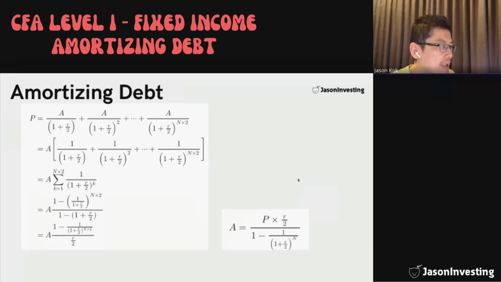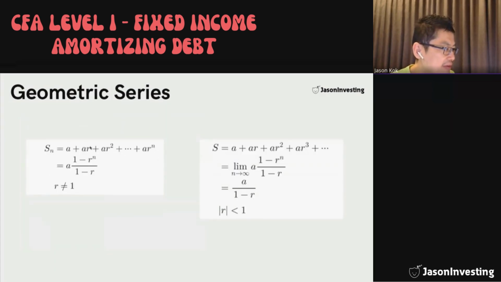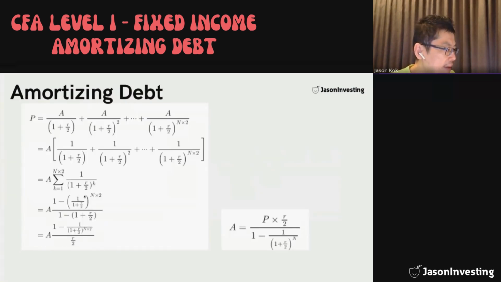Anyway, let's go back to the amortizing debt. As you can see, in this case, the little a is the big A here, and the little r is just a unit here, which is 1 over 1 plus r over 2. This whole thing is squared, and so on, right? So you can employ the geometric series formula here. This is the formula that we will just plug in and simplify further.